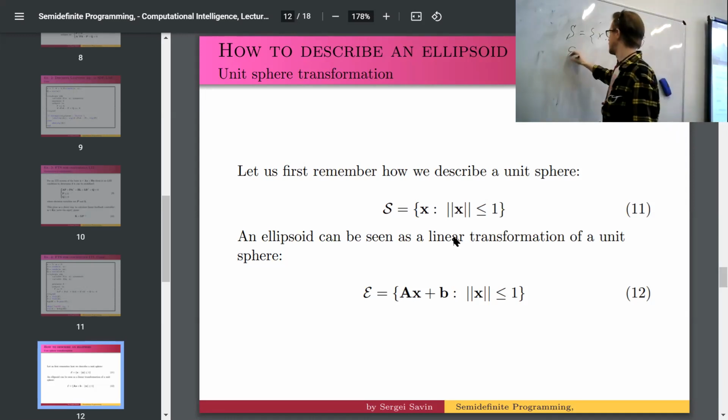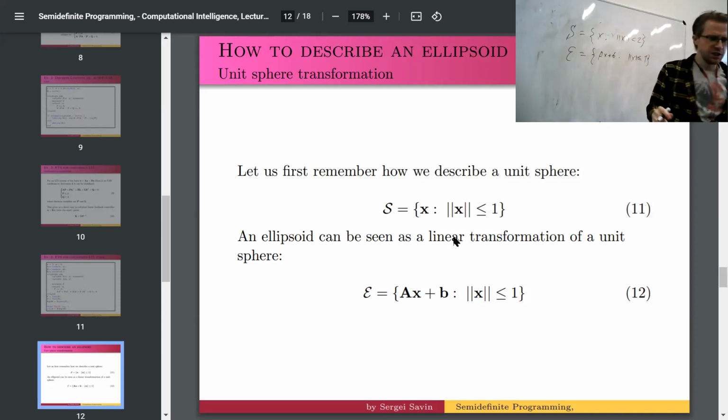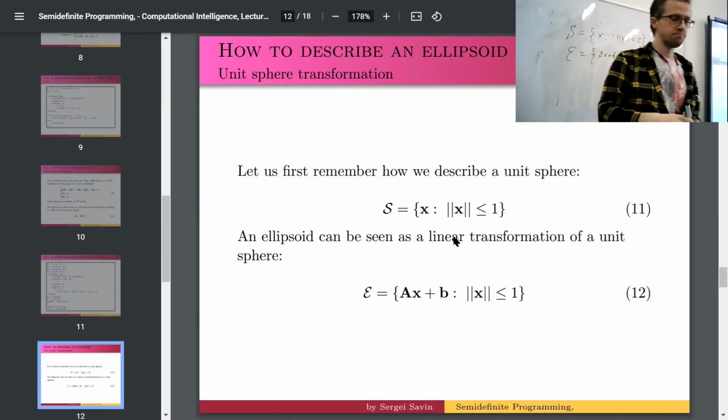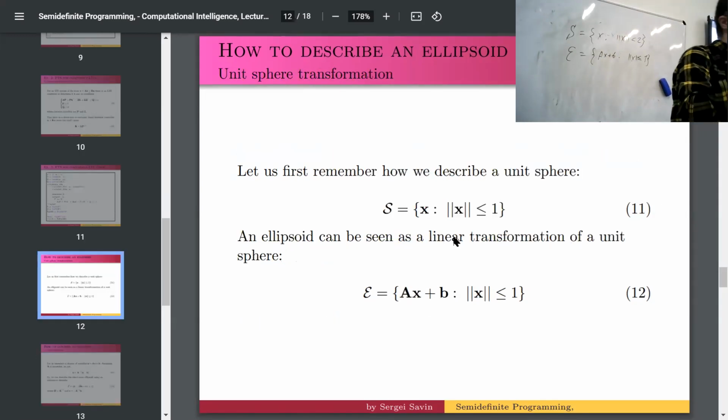So an ellipsoid is... notice there is absolutely no point in writing r here because we can absorb r into the transformation. Right? Cool. So an ellipsoid is a unit sphere transformation. That is not just a definition, like it sounds.